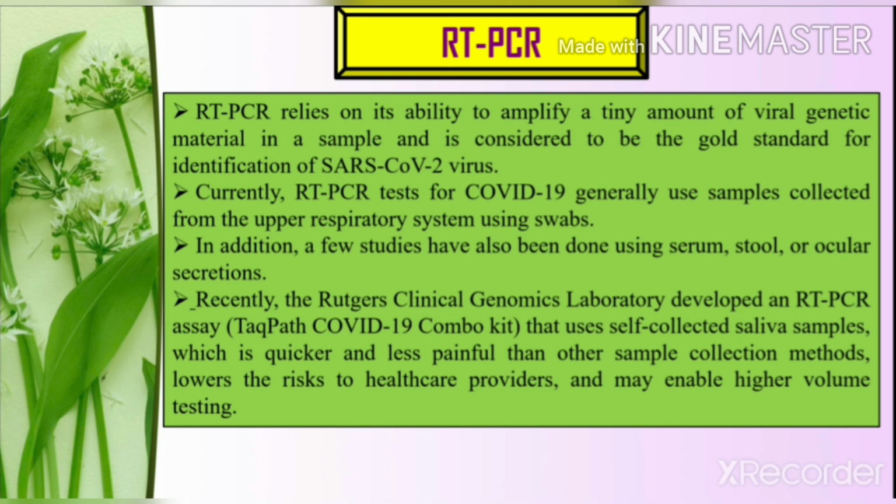Now here in the COVID-19 detection process, RT-PCR proved itself very efficient. In RT-PCR, mainly upper respiratory swabs are used as a sample. Not only upper respiratory swabs but also serum, stool and ocular secretions are used. For example, Rutgers Clinical Lab developed an RT-PCR assay where they used self-collected saliva samples. According to them, this method is very quick and very easy, and here there is no healthcare risk.